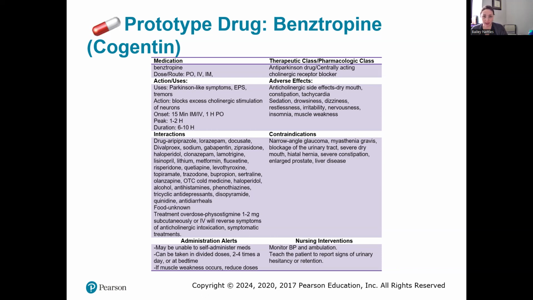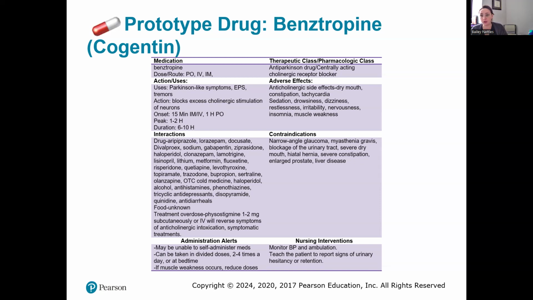So again, they may need help administering it. It can be taken in divided doses 2 to 4 times a day or all at bedtime. If muscle weakness occurs, they need to reduce the dose. So if it's working too well and now I've got way too much muscle weakness, I need to reduce the dose. It's too strong. Okay. So we definitely need to monitor ambulation. We need to monitor their muscle tone before they get up, so that if they're having this muscle weakness, we know we need to lower it. Okay. It's working too well.